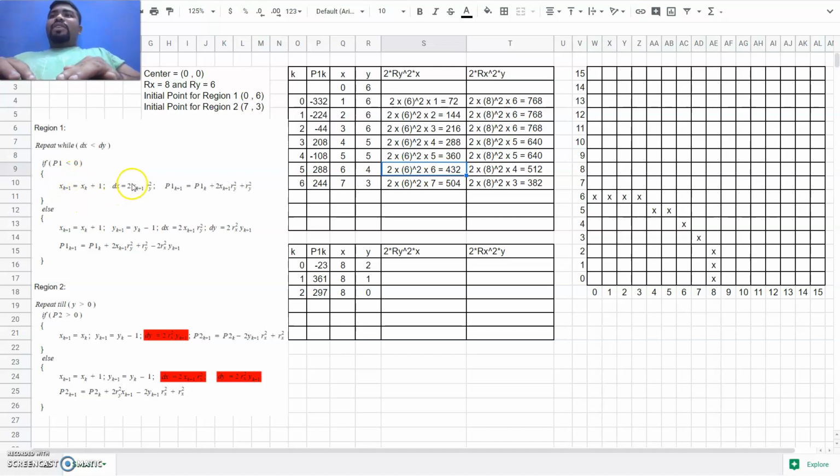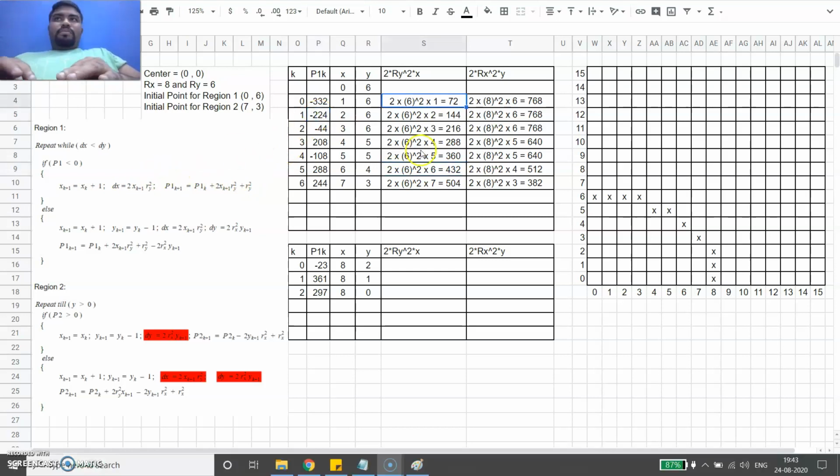As x increments, we calculate only dx. Similarly, we find the next decision parameter, that is pk plus 1. So after calculating all of this, when we compute pk plus 1, we get the value as minus 224. So we see the calculation of dx now. Dx is 2 into xk plus 1 ry square. So you know ry square is 6 square and xk plus 1 is this one that we have just derived, and so we get the value 72.